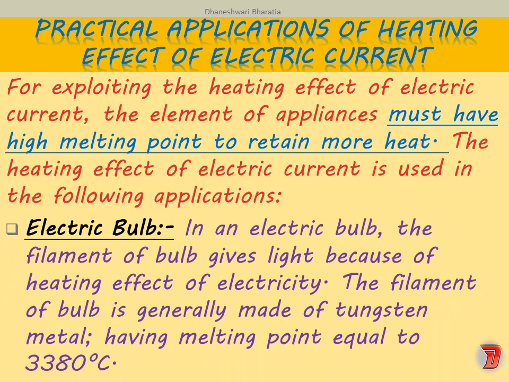Fine. The electric bulb. In electric bulb, the filament of bulb gives light because of heating effect of electricity. This filament is generally made up of tungsten. Please remember this. And the melting point is equal to 3380 degrees Celsius. These two things you have to remember for MCQ, that what is the metal present in the filament of the bulb and what is the melting point. Either it can be asked as MCQ or it can be asked as 1 mark question also. Fine.